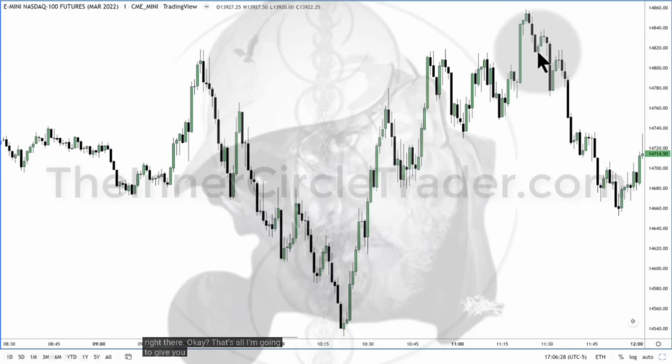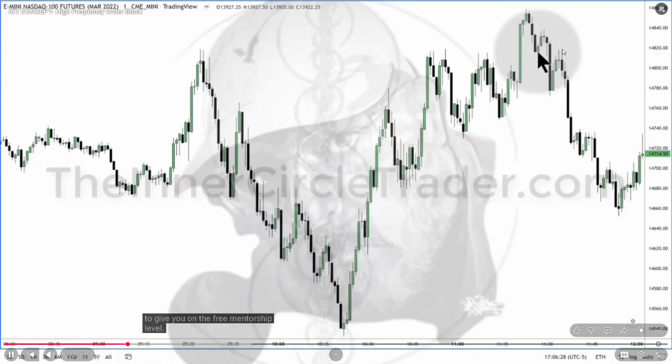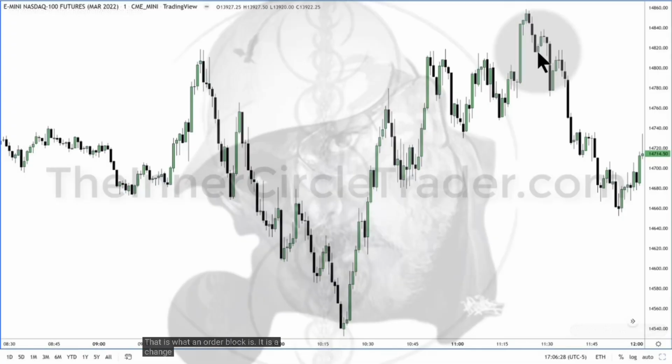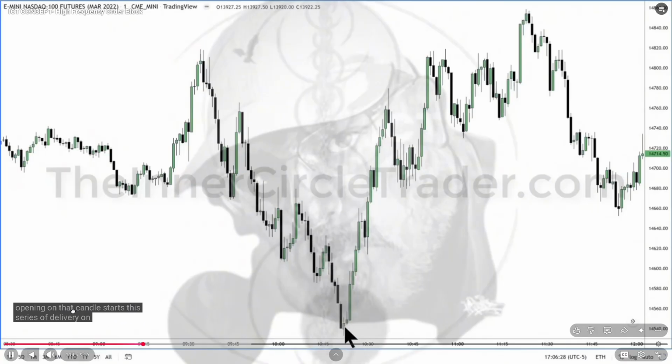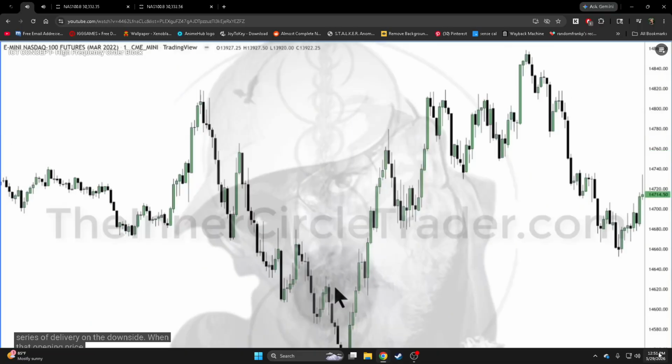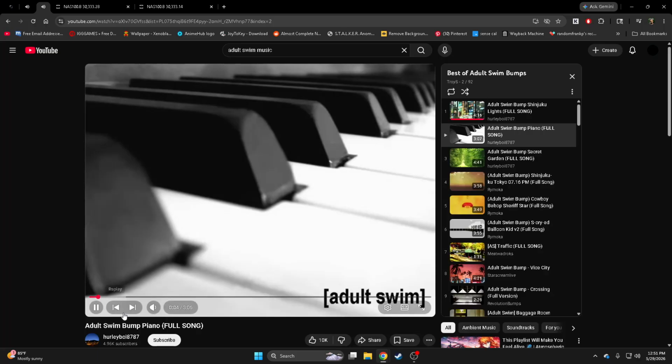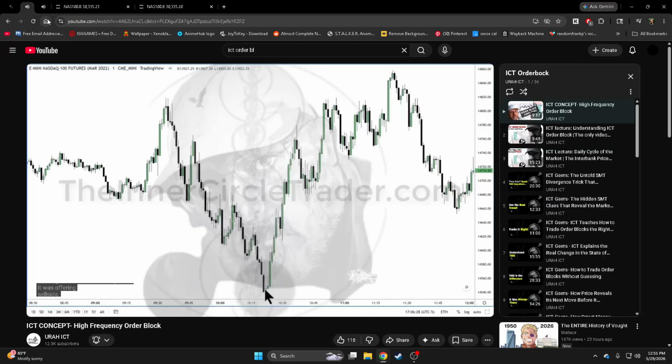Okay, that's all I'm going to give you on the free mentorship level. But that is your answer. Okay, that is what an order block is. It is a change in the state of delivery. Much in the same way, all of this movement down here, all these down closed candles, the opening on that candle starts this series of delivery on the downside. When that opening price gets violated here, it changes its state of delivery. Now it was offering sell side.